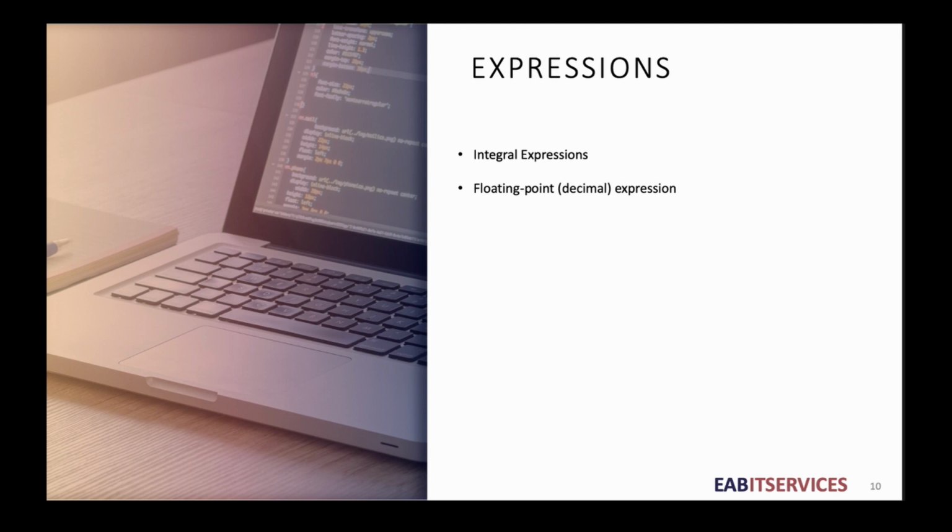The second one is the floating point, or let's say decimal, expression. If you write an expression where both operands are floating point numbers, you are going to get the result in floating point, just like we did in the exercise. And then you have the mixed expression. A mixed expression is when one operand is integral and the other is floating point. Remember, if you have a floating point operand and an integral operand, you are going to get the result in floating point.